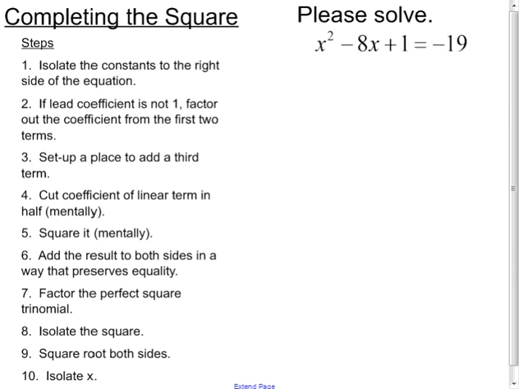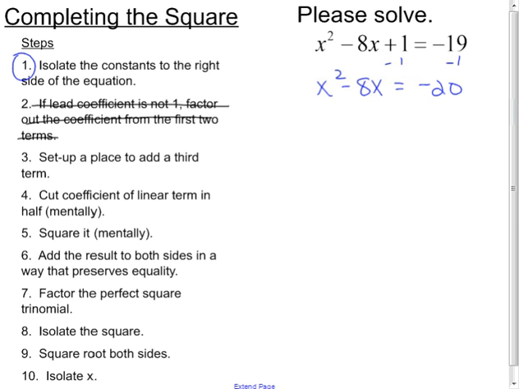Steps. Step 1, isolate the constants to the right side of the equation. Well, the constants are the non-variable terms, and if you notice, I have negative 19 on the right, but not this value of 1. So I will, in fact, just quickly subtract 1 from both sides. Okay, and that will give me x squared minus 8x is equal to negative 20. And that was step 1. Okay, now it says if the lead coefficient is not 1, factor out the coefficient from the first two terms. Well, you notice here the lead coefficient is 1. So I can, in fact, just skip this step.